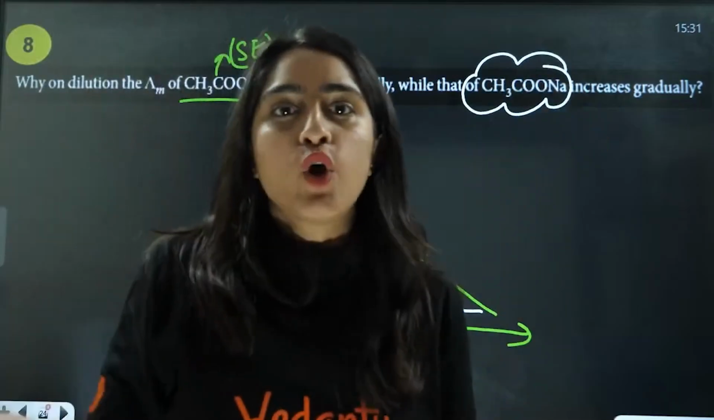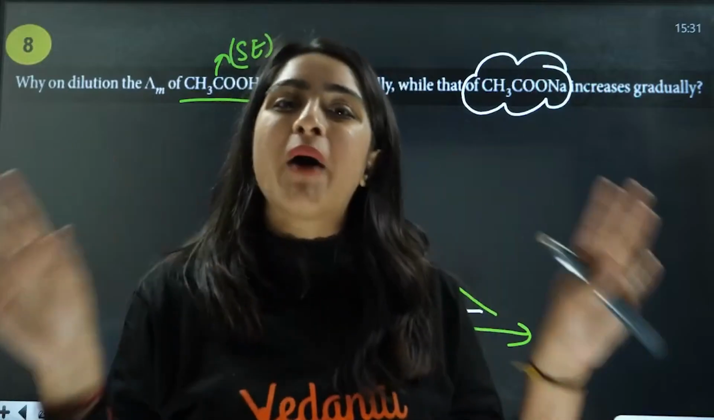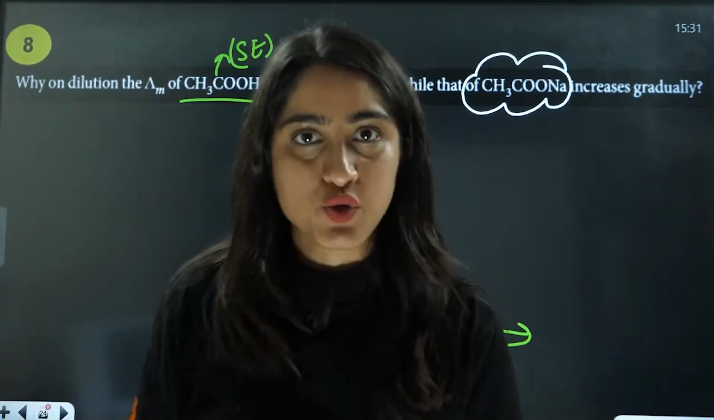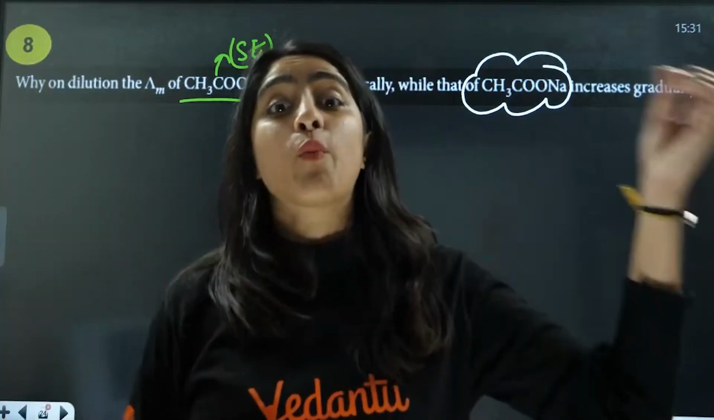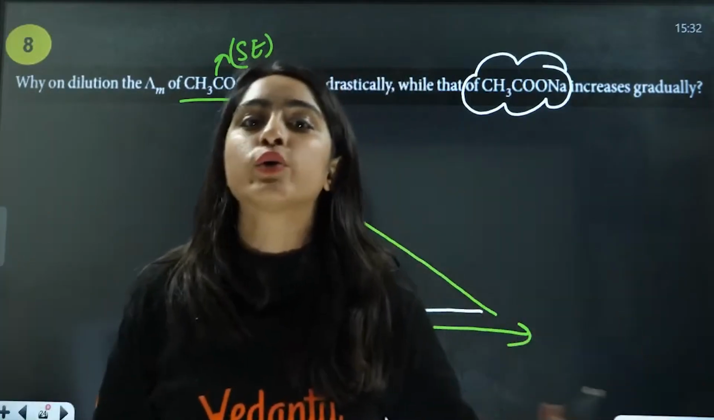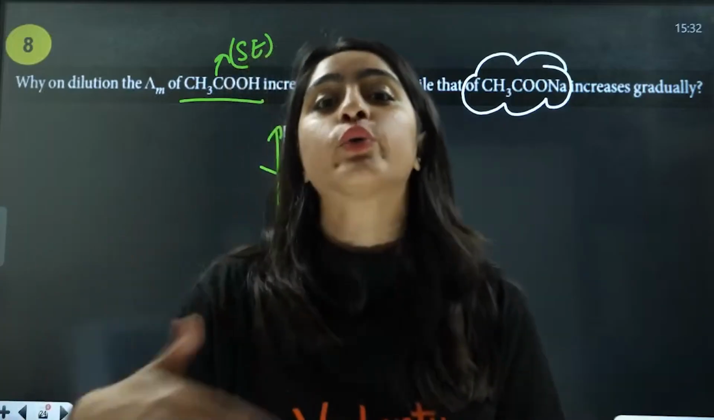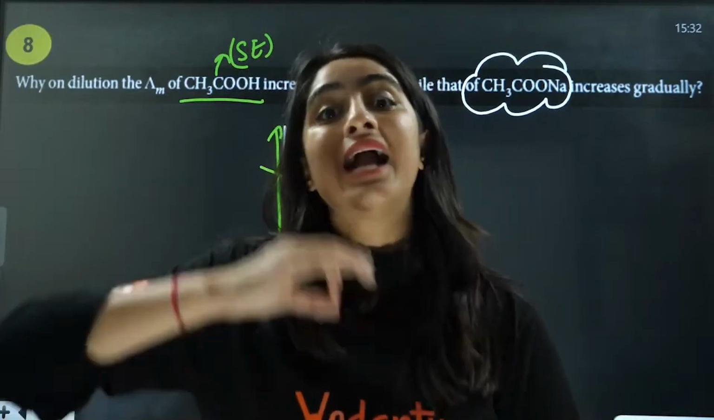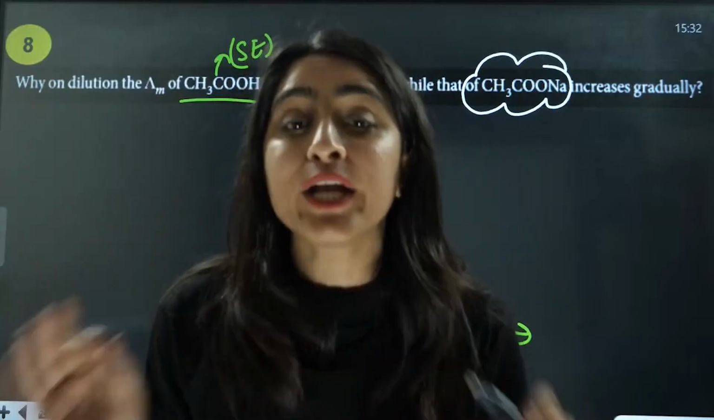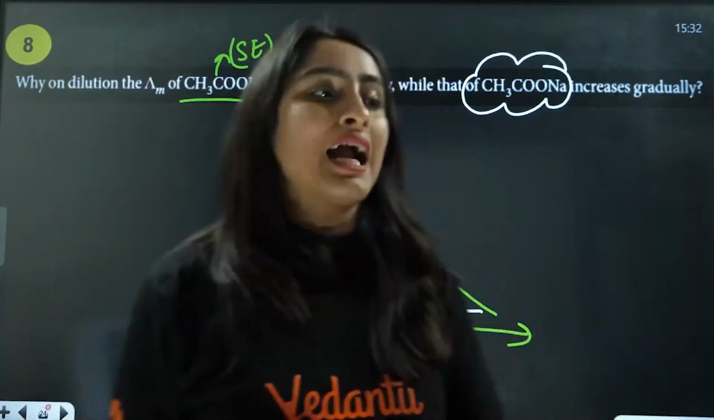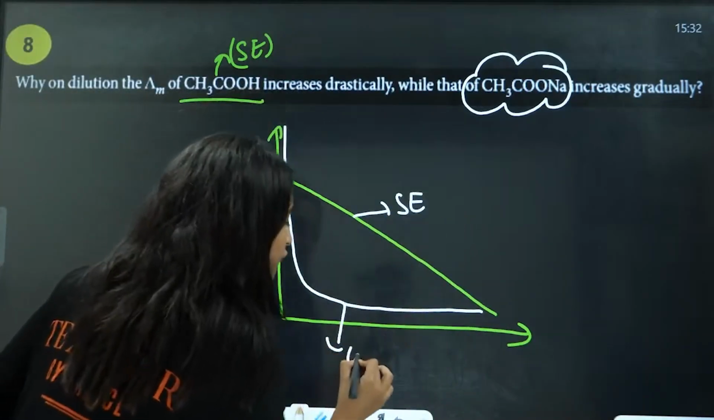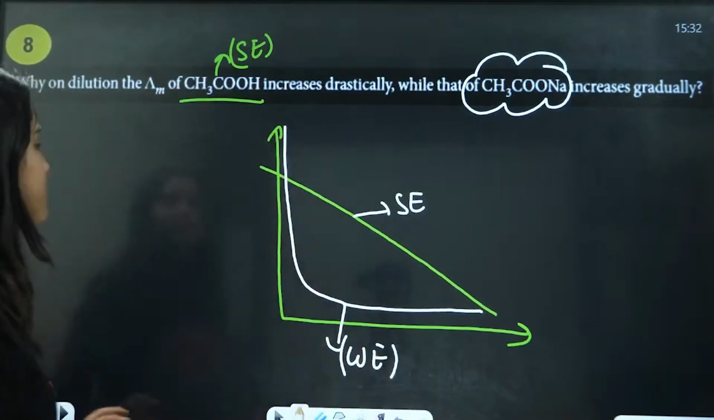When you are diluting this, firstly it will be partially ionizing, there will be partial dissociation. But as you provide more and more water, as the dilution increases, it is going to increase the conductivity and the dissociation, and at infinite dilution, strong electrolyte and weak electrolyte are going to behave the same way. That is why this is the graph for a strong electrolyte, and this is the graph for a weak electrolyte.